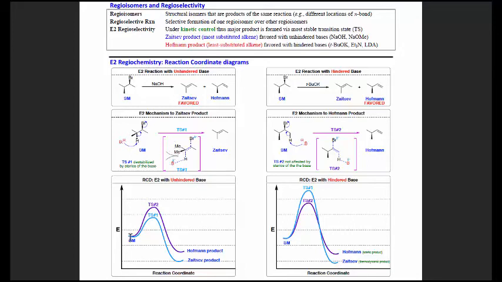So the message here is simple. If you have a small base, you're going to form the Zaitsev products preferentially because those are the lowest energy products. However, with a larger base, it's going to be preferential for the Hofmann product, and that's because the Hofmann product really doesn't depend on the size of the base very much, whereas the Zaitsev product absolutely does. With a small base, you have a low hump to go over, and therefore it goes to Zaitsev. And with a large base, you have a high hump to get over, and therefore you can't get there, even though it would be lower energy in the end.